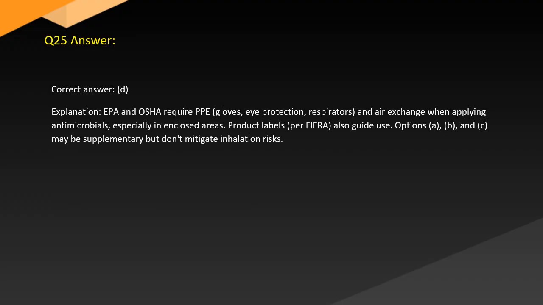Answer. Correct answer, D. Explanation. EPA and OSHA require PPE, gloves, eye protection, respirators, and air exchange when applying antimicrobials, especially in enclosed areas. Product labels per FIFRA also guide use. Options A, B, and C may be supplementary, but don't mitigate inhalation risks.